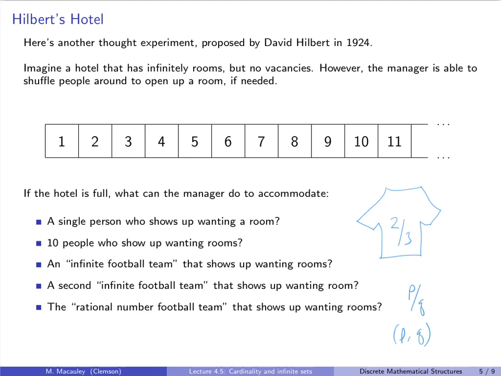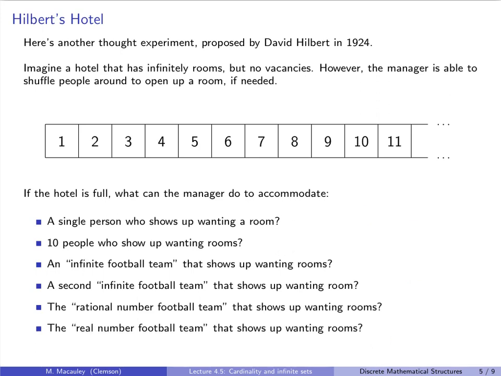So think about that. Before we answer that, let me give you something even harder. Suppose the real number football team shows up wanting rooms. So now we have some football player that has, now I really can't draw jerseys, but it has pi on it, or e, or something that we can't even comprehend. Well, let me tell you the answer.